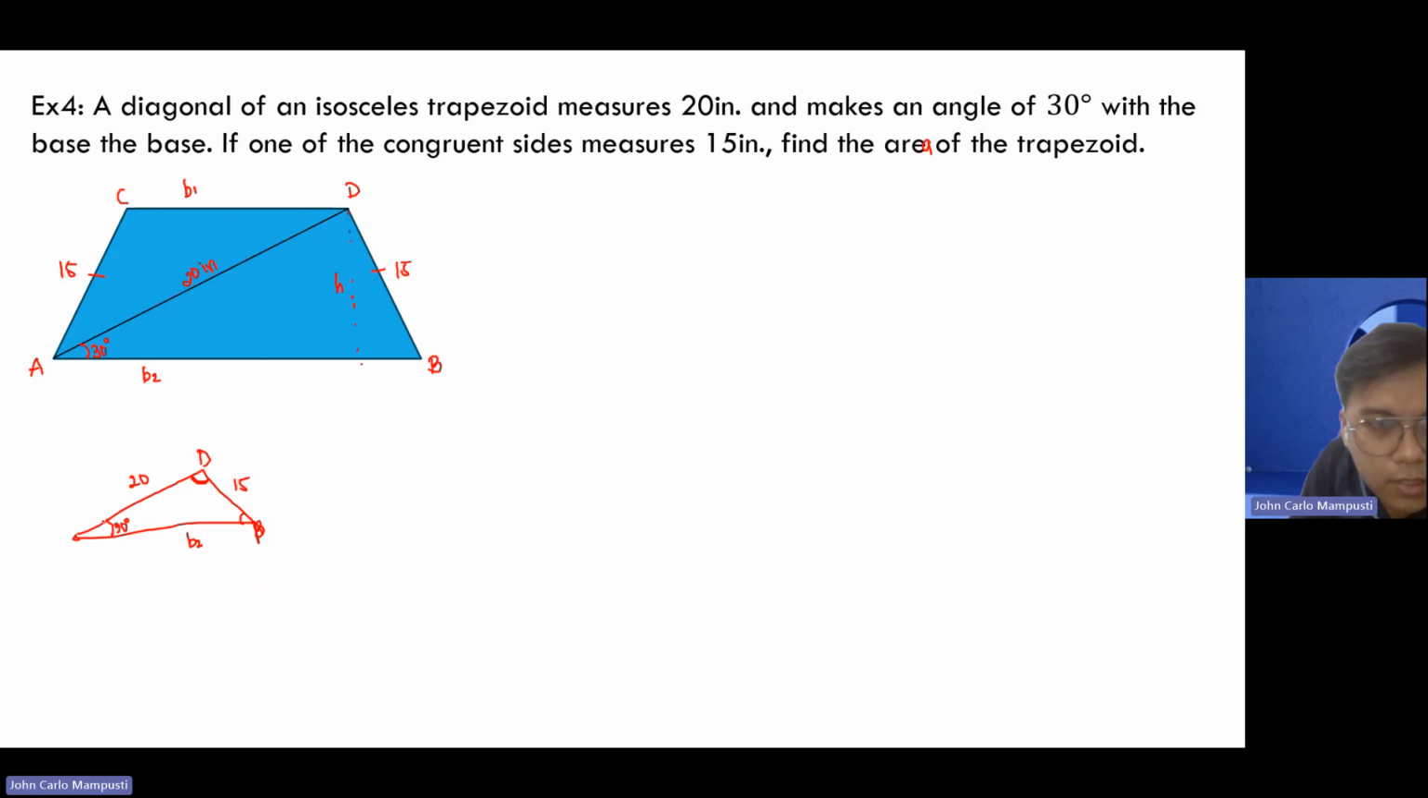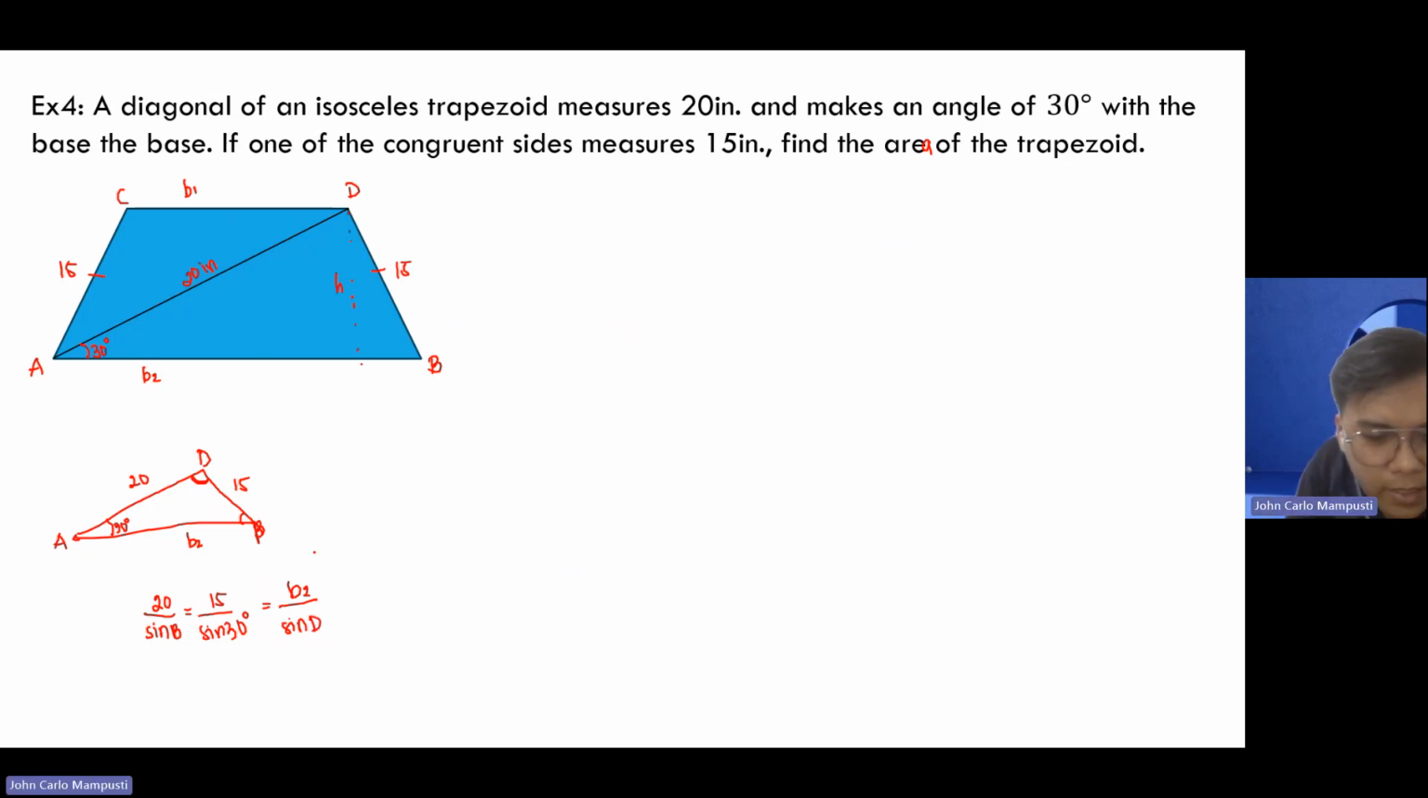So, this is D, this is A. Okay. So, hanapin natin yung angle B natin. Paano? O, using sine law. So, this one, this is 20 over sine B equal to 15 over sine 30 degrees, which is equal to B2 or base 2 over sine D.